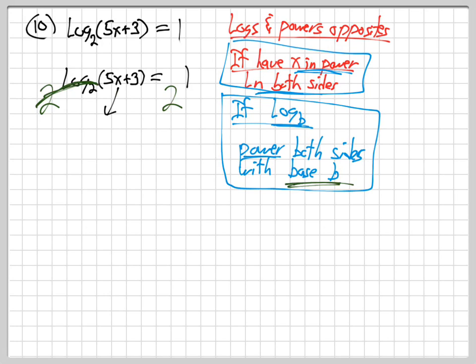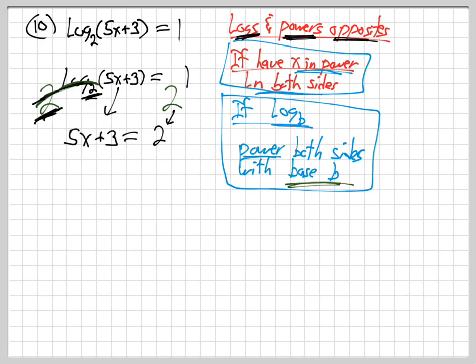And so you just get this to drop down. You just get 5x plus 3. And 2 to the 1, that's just 2, right? 2 to the first power is just 2. And on the left side, the base 2 and the log base 2 cancel each other out. They're opposites. As long as the base numbers match, a power and a log will cancel each other out, because logs and powers are opposites. That's the theme of this section.